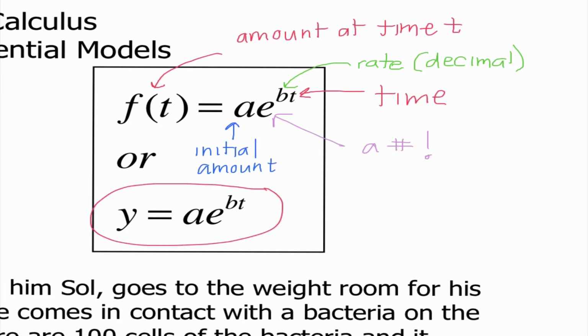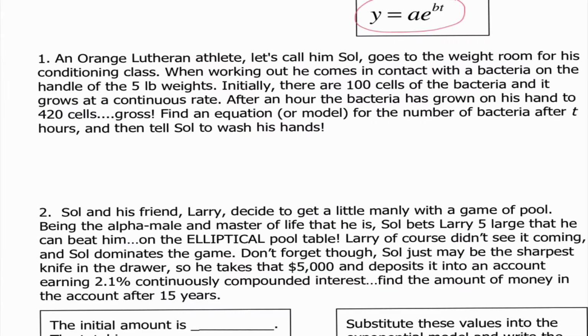So once again, y, or f of t, is the amount at time t, so t is time. B represents our rate, and A represents the initial amount. So you guys need to have this formula memorized. So let's go ahead and actually look at problem number 1.